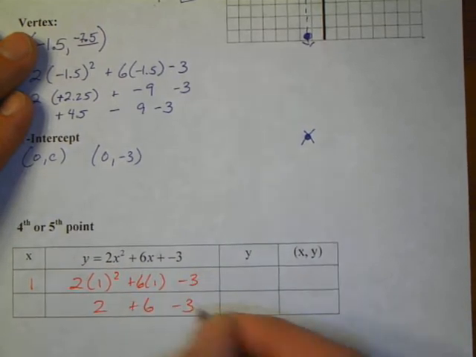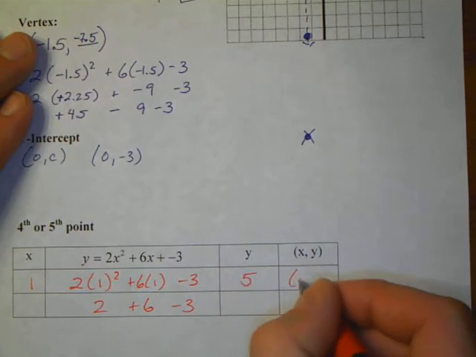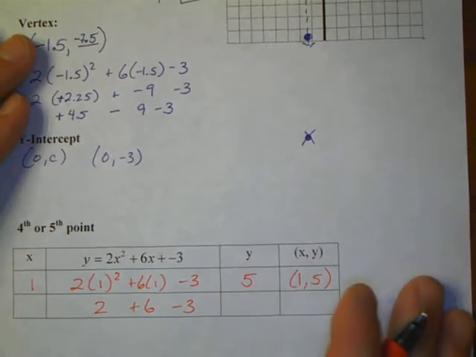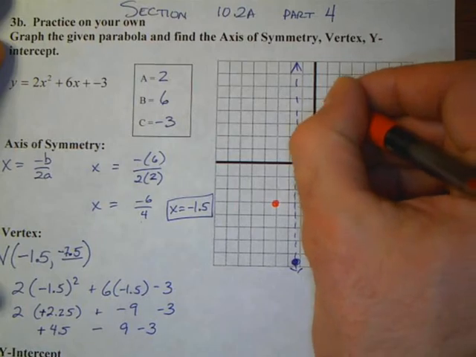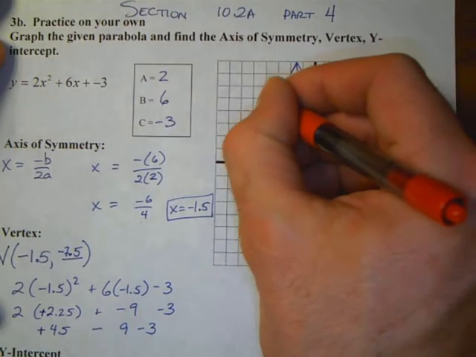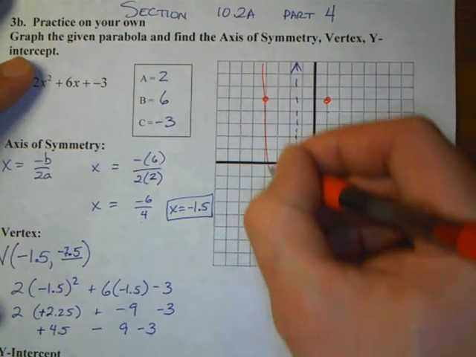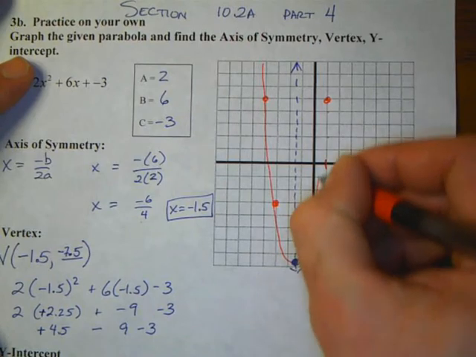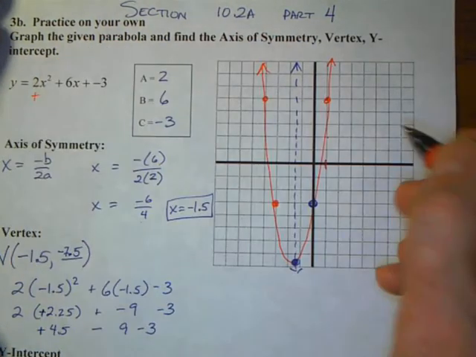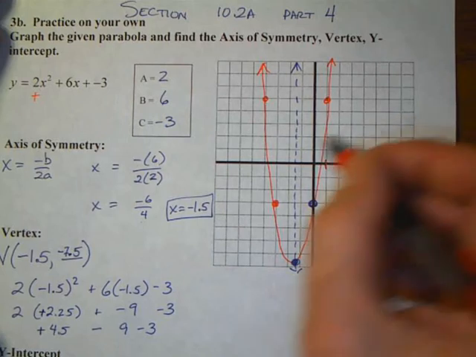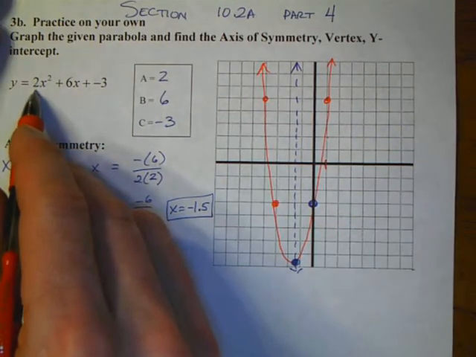So as I slide down here to the bottom and I choose the value 1, I have 1 squared plus 6 times 1 minus 3. So that value is positive 5. So I have the point 1, comma 5. So as I look up here, I'm going to plot that point, 1, comma 5, reflect it across, and now you see I have my 5 points on my parabola.